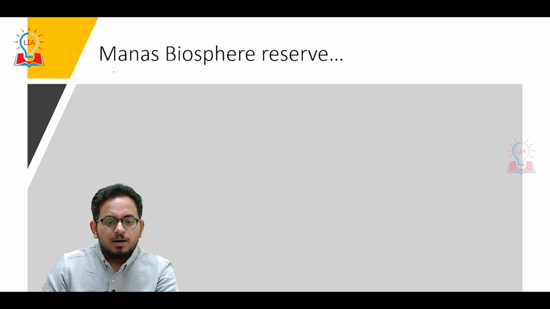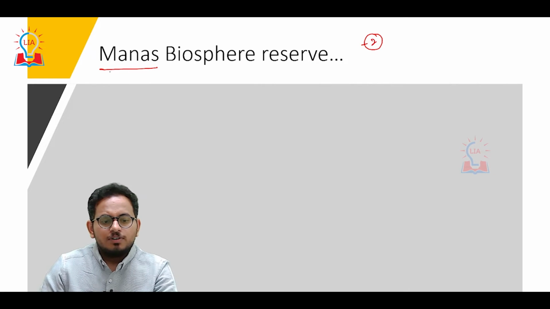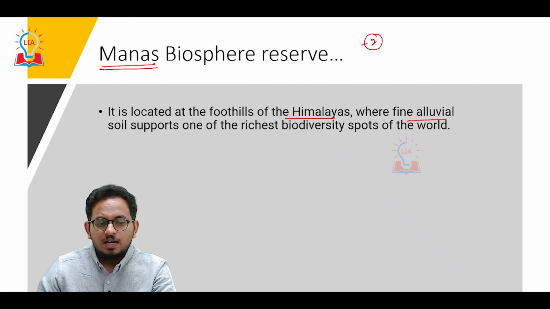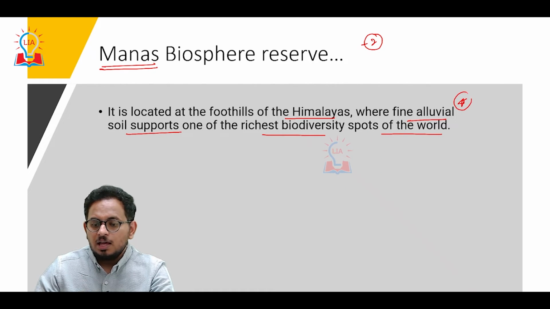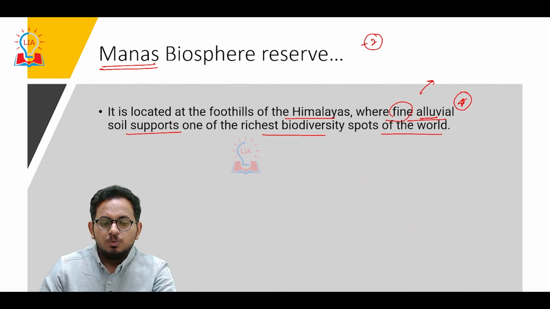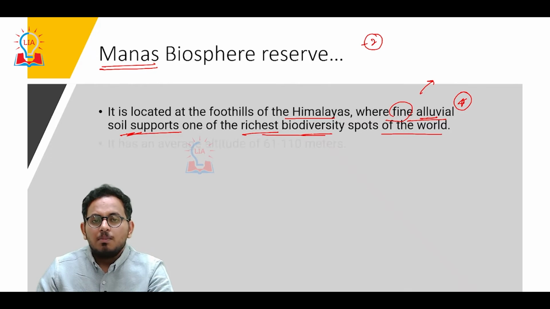Next one is Manas Biosphere Reserve. We have discussed two biosphere reserves in the state of Assam. First one is Manas Biosphere Reserve. It is a foothill of the Himalayas where the fine alluvial soil supports one of the richest biodiversity spots of the world. Remember this. It is situated along the plains. It is not situated along the mountains. It is situated along the plains, and because it is situated along the plains, fine alluvial deposits are found, and it has the richest biodiversity.